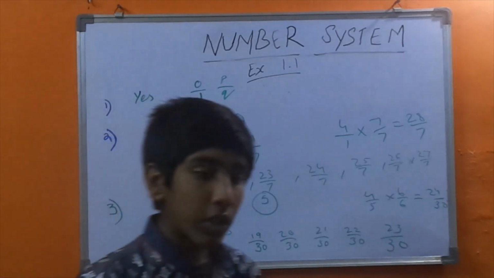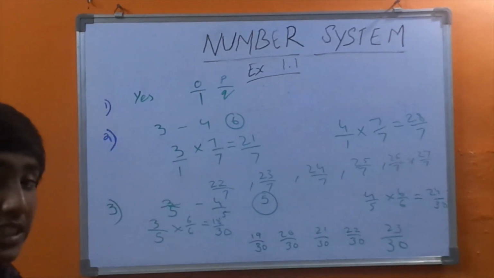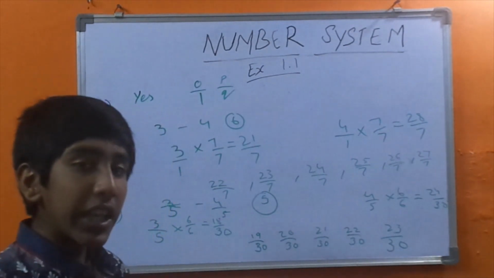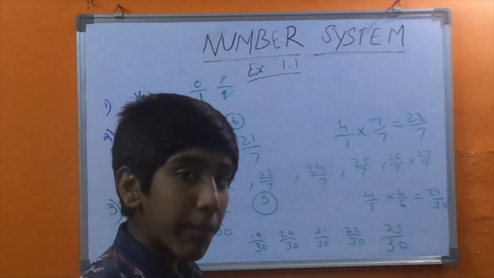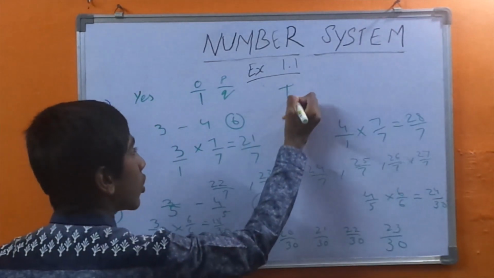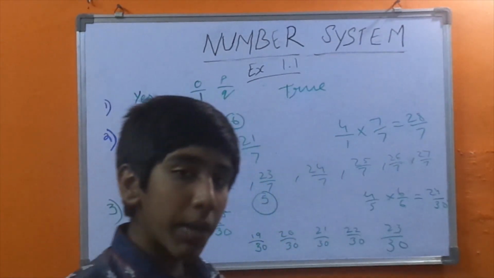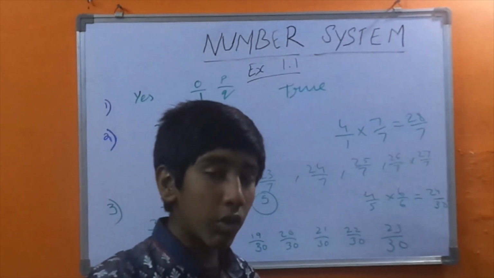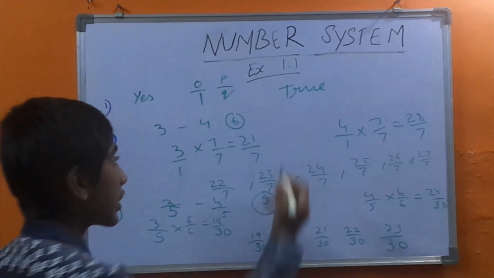Now, the fourth question has 3 sub-questions. The first question is, is every natural number a whole number? Yes, as I said in the previous video, every natural number is a whole number, as the definition of whole number is natural numbers along with 0. So, the first one is true. And the second one, is every integer a whole number? No. Integers are also negative numbers along with whole numbers. So, all integers are not whole numbers. So, the second statement is false.